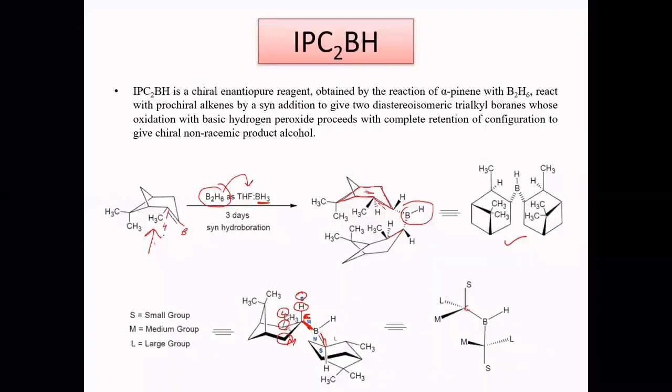So you can see this is my carbon which is attached here, attached to one smaller group. There is a larger group here, and in the front we have a medium group. Similarly, you can see this is the other carbon which is attached to one large group on this side, medium group on this side, and this is my smaller, that is the proton. Okay, तो इसको यहाँ पे ऐसे प्रेजेंट किया है.